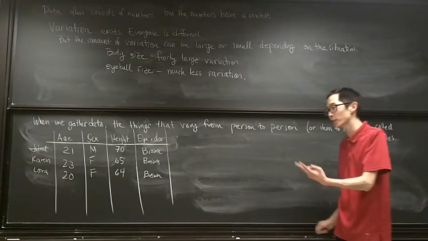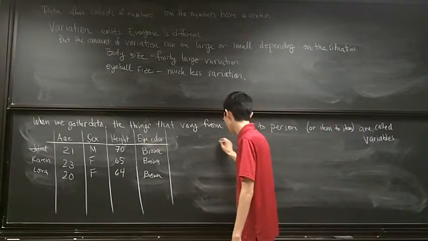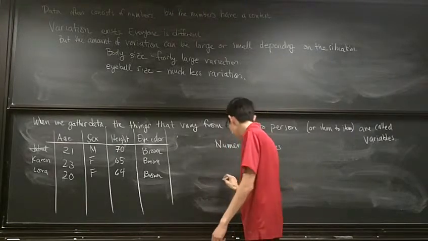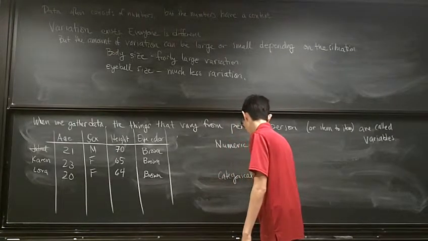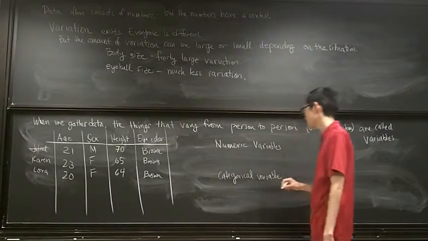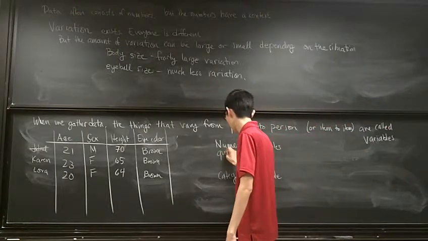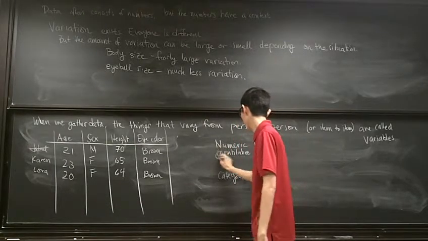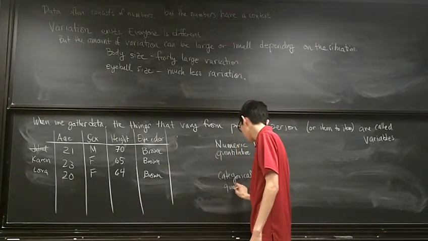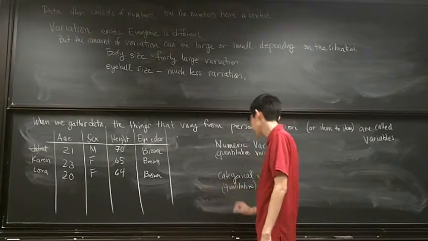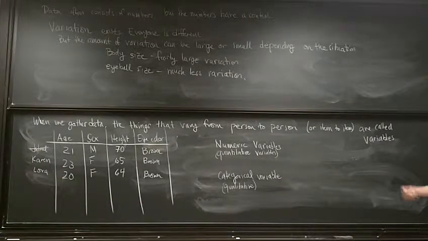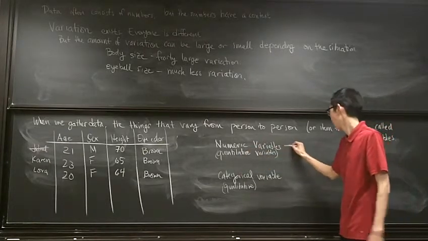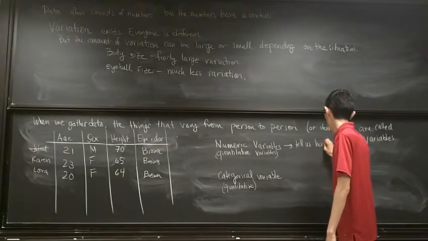We have two kinds of variables, okay? Or we're going to classify variables into two types, okay? We have numeric variables, and we have categorical variables. Okay. Numeric variables are sometimes called quantitative variables. And categorical are sometimes called qualitative. But whatever, numeric and categorical, it's probably easier, okay? Numeric variables tell you a quantity. How much or how many?